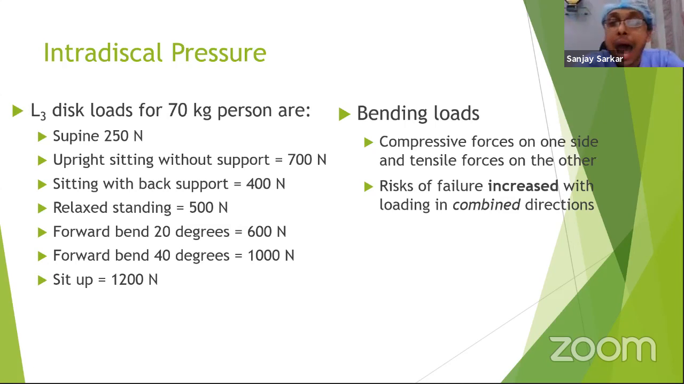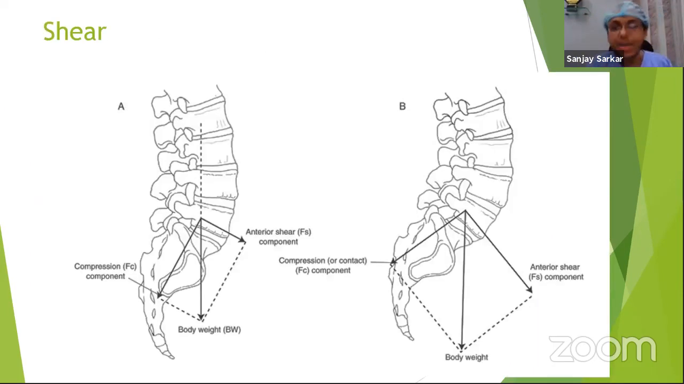Extremely important. And then obviously bending loads, risk of failures increase with loading in combined direction. Like I am doing a tilt in the scapular plane, which is between the flexion extension plane and the abduction adduction plane. In this plane, at a 45 degree angle, the risk of failure for the disc is much more. That's one of the reasons, not the only reason, why the posterolateral part of the disc is weak and elements come out for disc bulge, herniations, sequestrations, and the like. So that's one of the reasons: combined motion problem. All right.